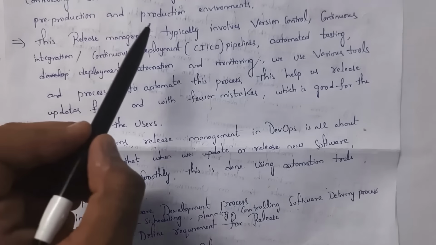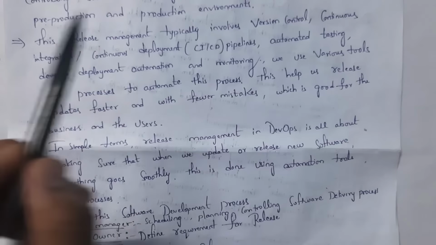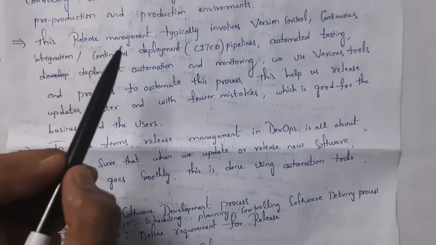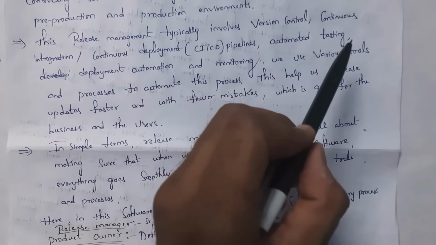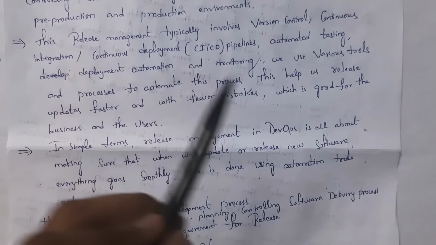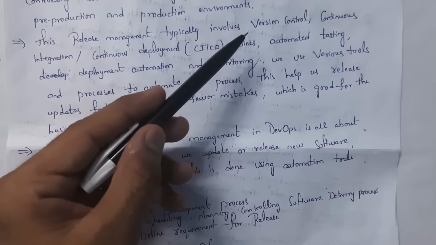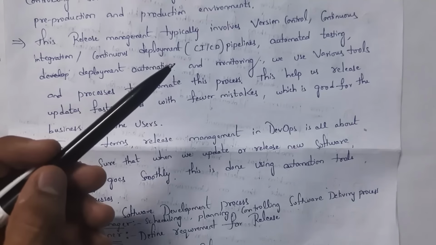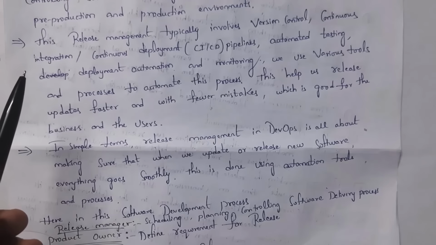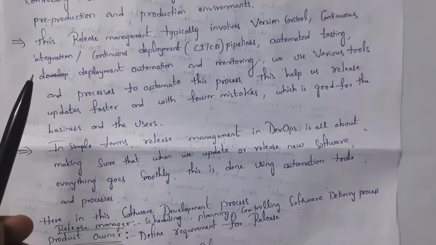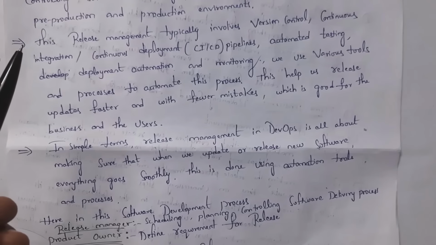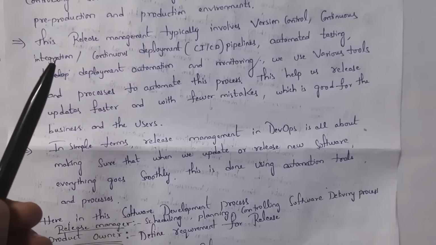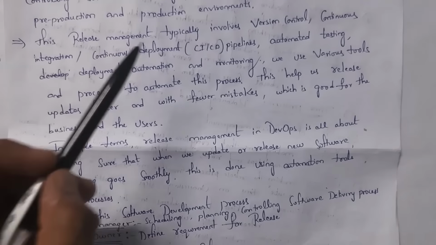This release management typically involves version control, continuous integration and continuous deployment pipelines, automated testing, deployment automation and monitoring. Guys, version control is nothing but placing our code in Git and GitHub. After placing our code in GitHub, automatically continuous integration, testing and deployment, all these works are done automatically by using various kinds of tools in DevOps. These tools are known as automation tools.